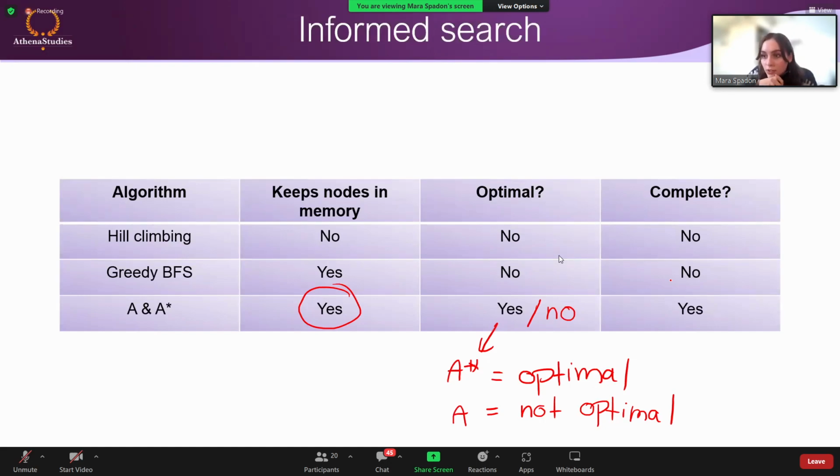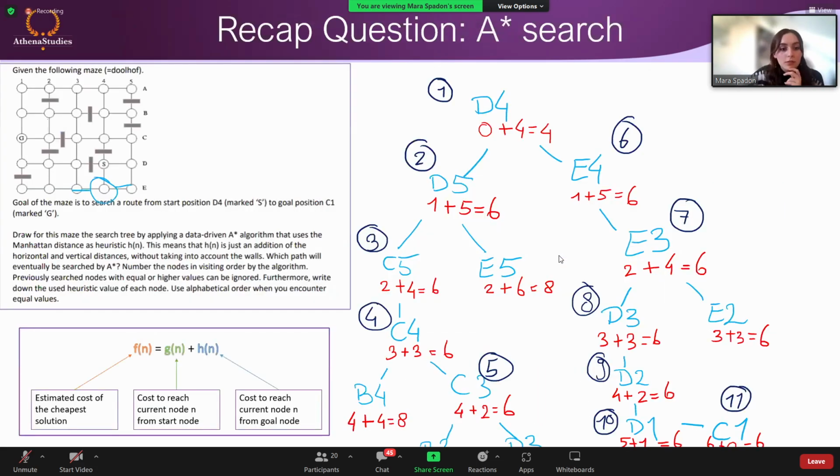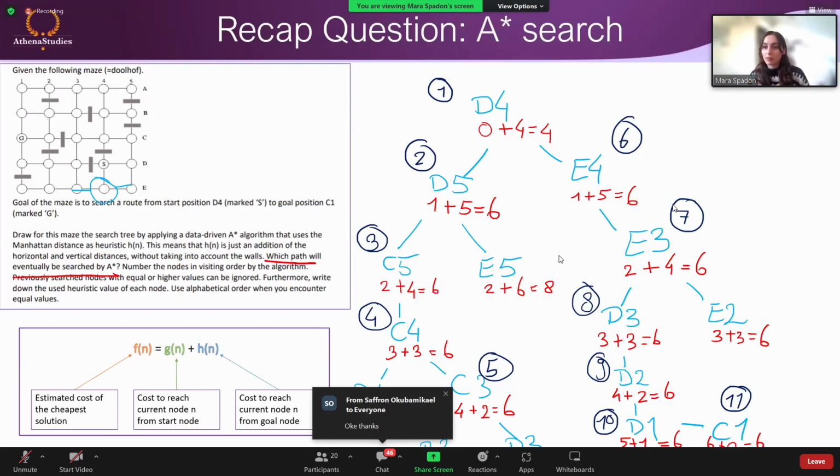Would we ever get a question like this on the exam to draw the tree? No, you would not have to draw the tree as an answer. But the question here, which we still have to answer, is which path will eventually be searched by A star? Does anyone know what the answer would be? So we explored a lot of nodes, but what is the eventual path that we take in the end from the start to the goal?